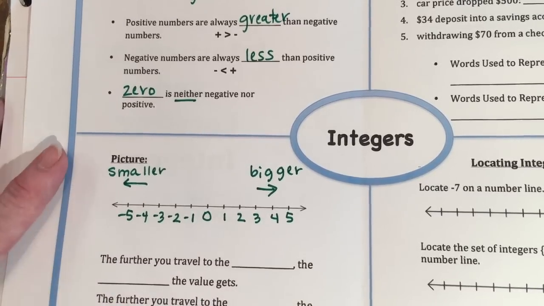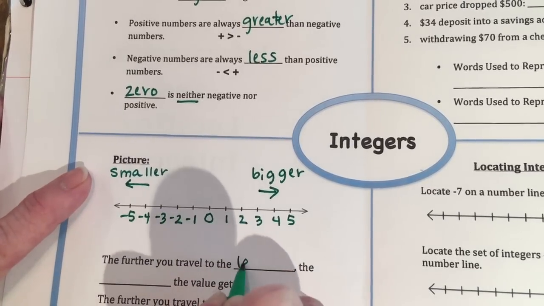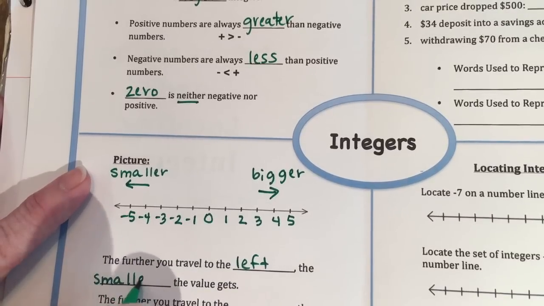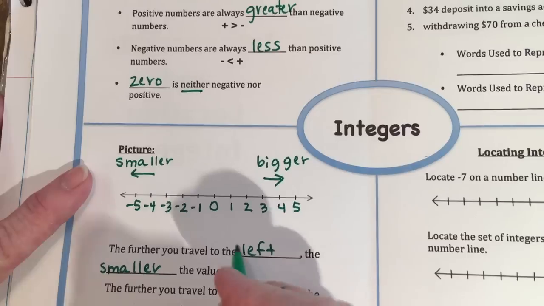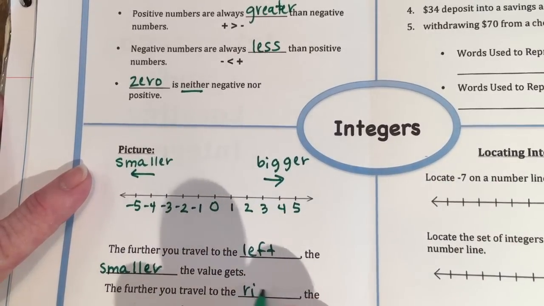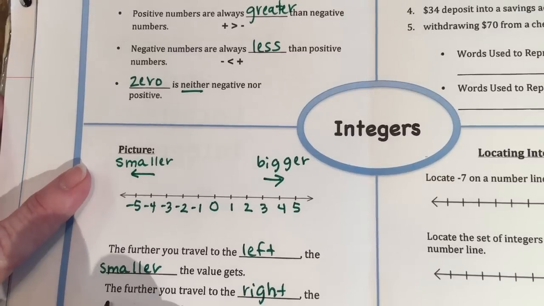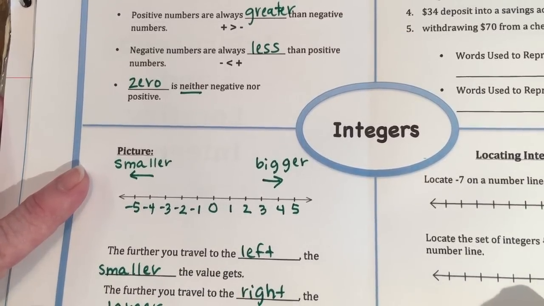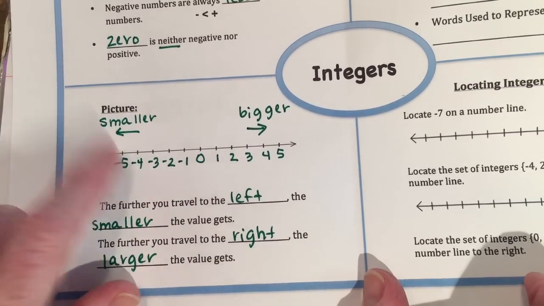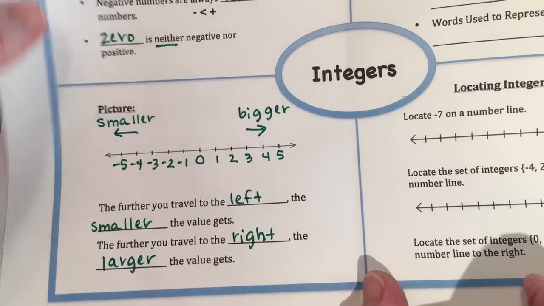So the further you travel to the left, the smaller the value gets. And the opposite is also true. The further you travel to the right, this direction, the larger the value gets. Can you see that? Okay, so on the right, you're getting bigger. On the left, you're getting smaller.